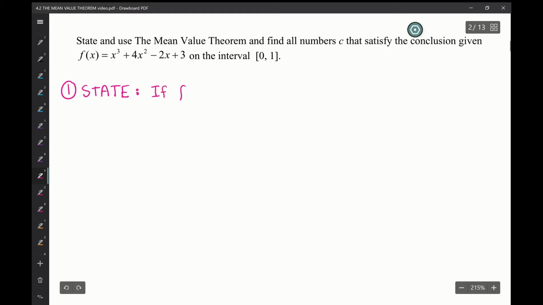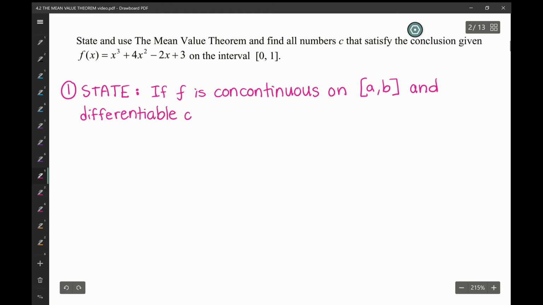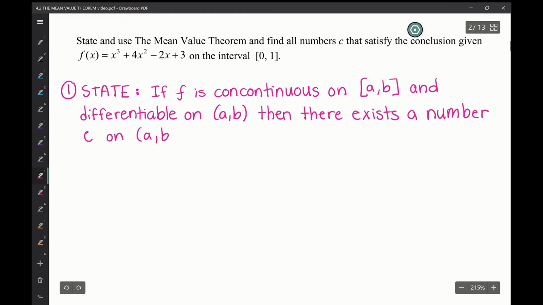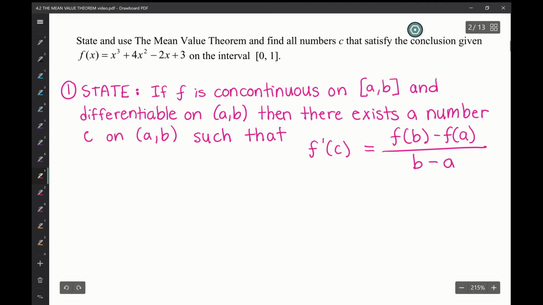So if f is continuous on the closed interval from a to b, and differentiable on the open interval from a to b, then there exists a number c on the open interval from a to b such that f prime of c is equal to f of b minus f of a all over b minus a.